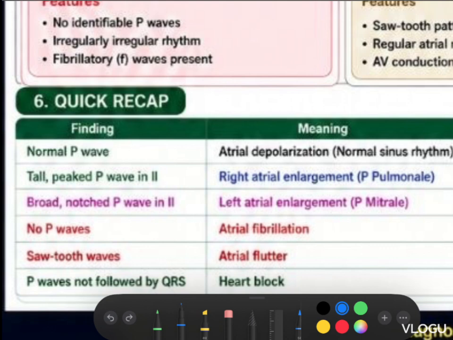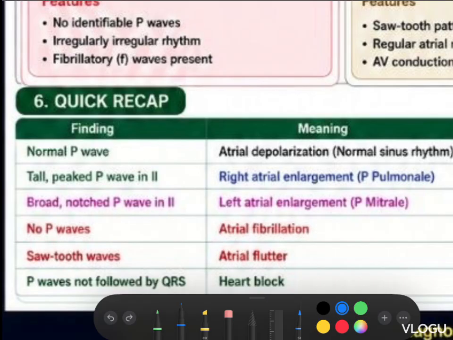If you are preparing for FMGE, NEET PG, clinical rotation and exams, then these are the important high yield points I'm going to tell now. The P wave represents atrial depolarization. A tall P wave means we have to think of P pulmonale, that is right atrial enlargement. A broad notched, M-type P wave means P mitrale, that is left atrial enlargement.